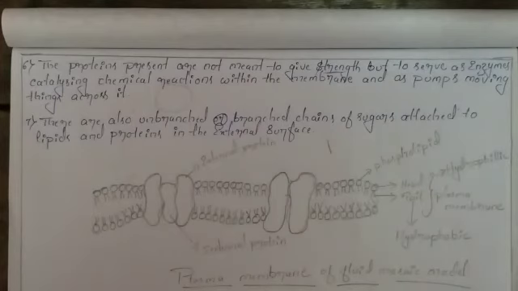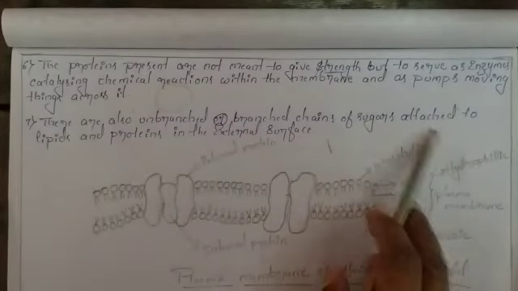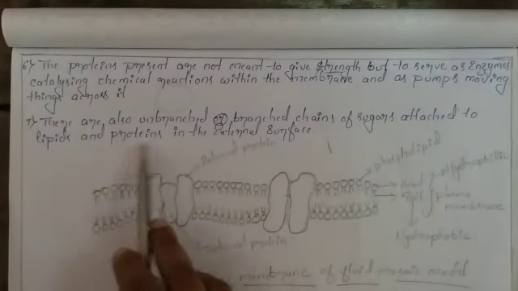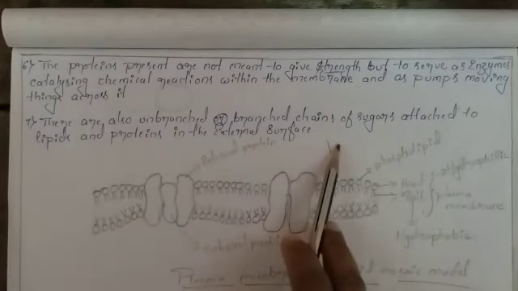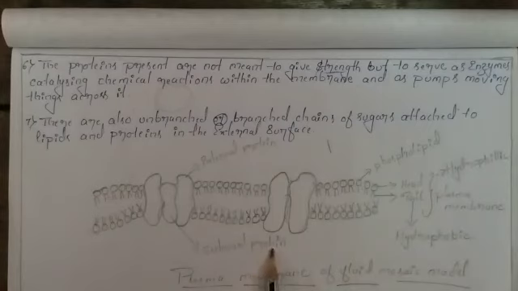That is the meaning. And there are also unbranched and branched chains of sugars attached to the lipids and proteins on the external surface. So there will be a supply of nutrients also in the form of sugars. This is what the diagram shows, students. When I take the live class, I will explain in detail. Thank you, students.